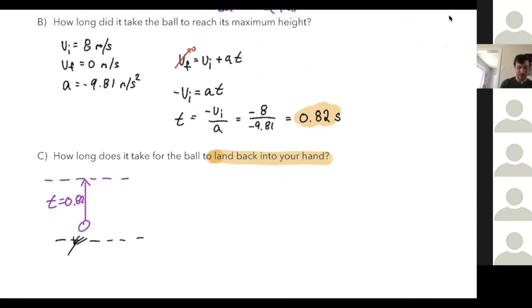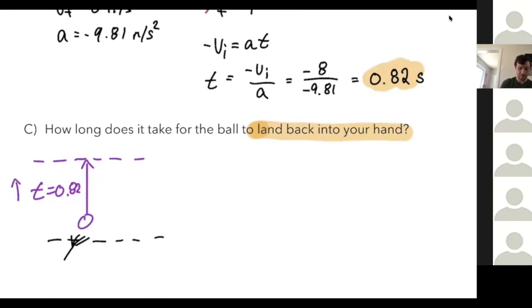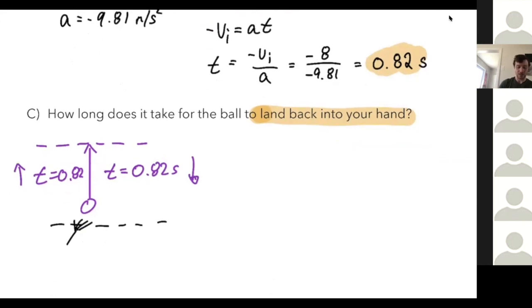It goes up and then back down. The same acceleration is acting on it, nothing else has changed. Do you think there's going to be any difference? Yeah, 0.82. It's going to be 0.82 seconds up and 0.82 seconds down. As long as you're starting and ending in the same spot, the time up is going to be exactly the same as the time down.